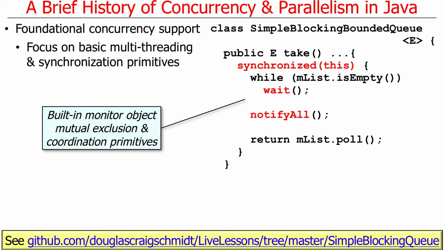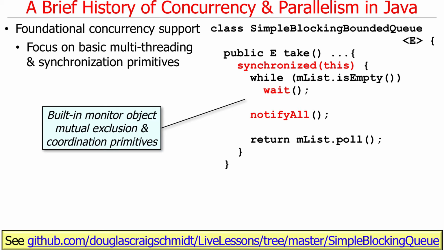So we're going to synchronize on this. That's called the intrinsic lock. We'll talk about that more later. And with the lock held, while the list of messages is empty, we're going to wait. And what wait does is it basically says, I can't make any forward progress, so please put me to sleep and don't start me up again until there might be something in the queue I could take.